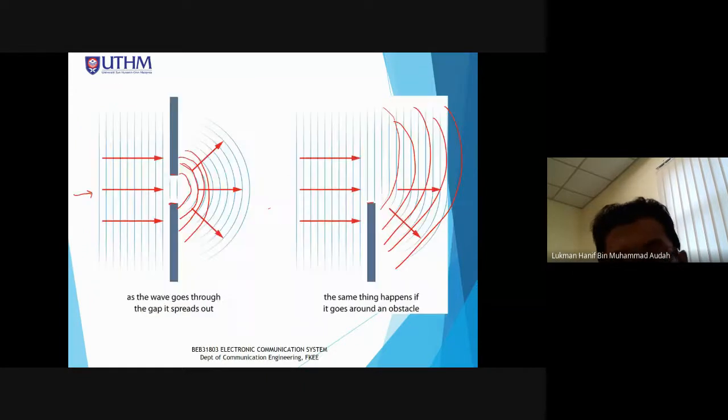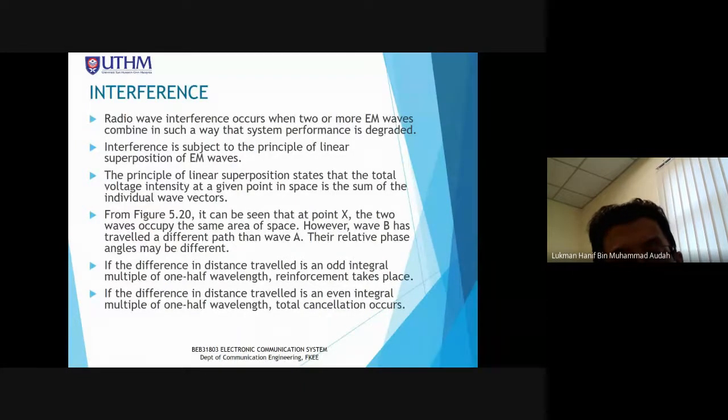Okay. Kemudian yang terakhir adalah berkenaan dengan interference. Interference adalah gangguan daripada signal yang mempunyai frekuensi yang sama dengan frekuensi signal yang kita hantar. Okay, contoh kalau saya transmit signal pada 100 MHz, kamu juga transmit signal pada 100 MHz, maka receiver tidak mampu untuk membezakan antara kedua-dua signal ini. So itu dinamakan interference. Interference adalah daripada gelombang yang mempunyai frekuensi yang sama dengan frekuensi kita.